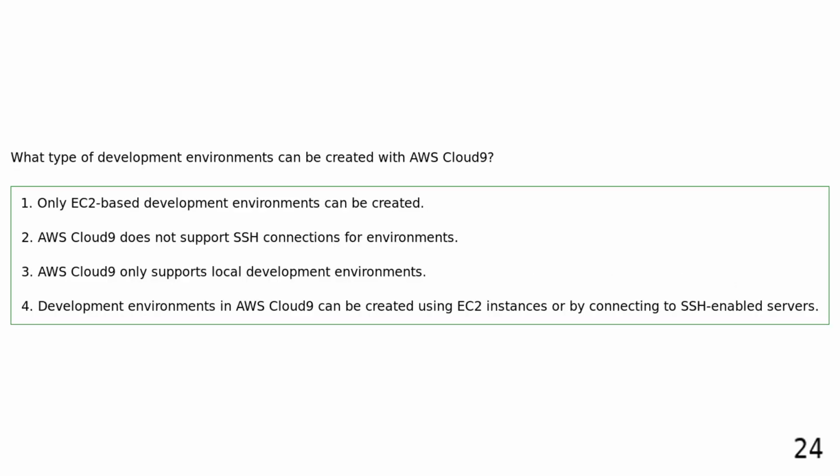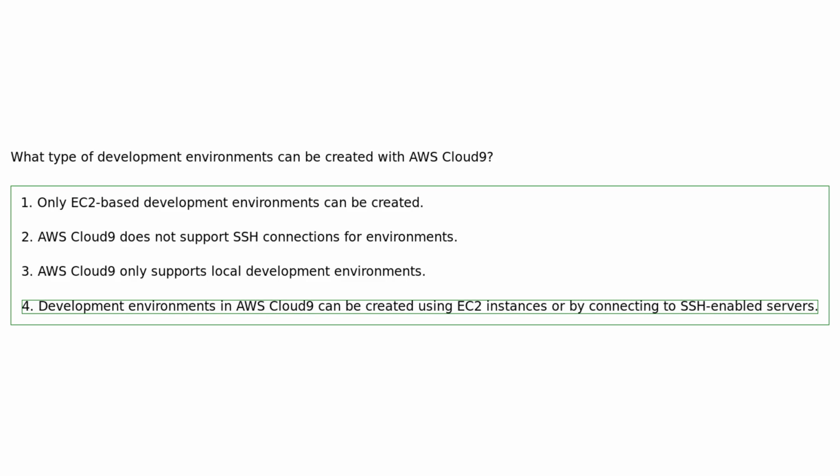What type of development environments can be created with AWS Cloud9? Only EC2-based development environments can be created. AWS Cloud9 does not support SSH connections for environments. AWS Cloud9 only supports local development environments. Development environments in AWS Cloud9 can be created using EC2 instances or by connecting to SSH-enabled servers. AWS Cloud9 allows the creation of environments using EC2 instances or by connecting to existing SSH-enabled servers.